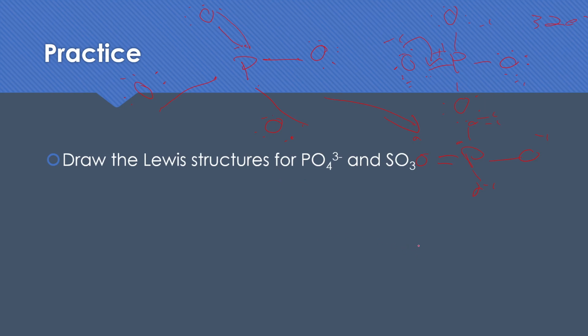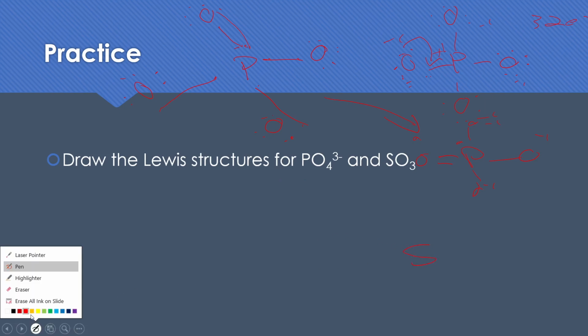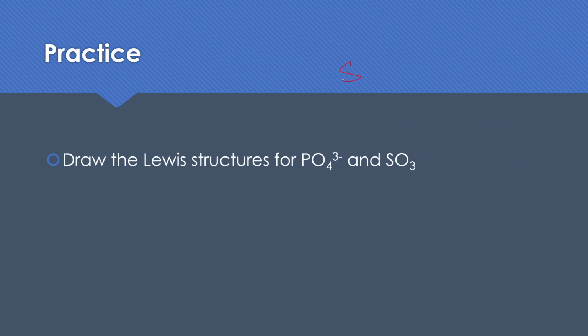So for sulfur trioxide, let me just start over. Sulfur trioxide, I've got sulfur, 1 oxygen, 2 oxygen, 3 oxygen. Wow, I'm struggling. Okay, ignore this one. Let's do this oxygen: 1, 2, 3, 4, 5, 6.